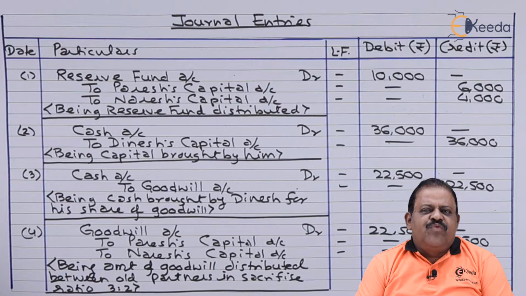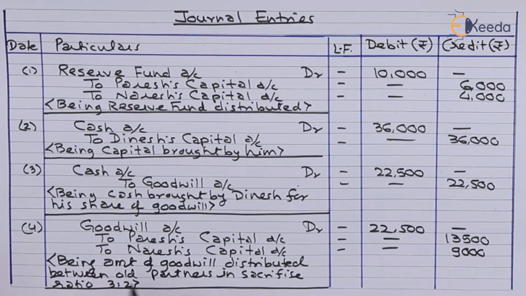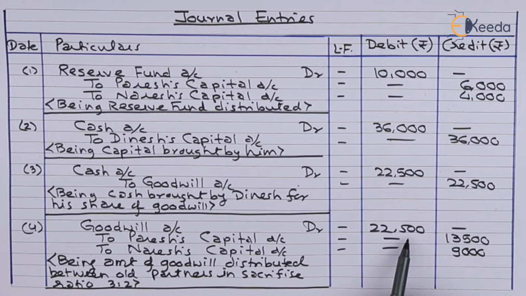When it is given 1/4, 1/5, like in this question it is given 1/5, then we should understand that whatever is the old ratio, same is sacrifice ratio. Goodwill account debit 22,500 to Paresh capital account 13,500, to Naresh capital account 9,000, being amount of goodwill distributed between all partners in sacrifice ratio, that is 3:2.